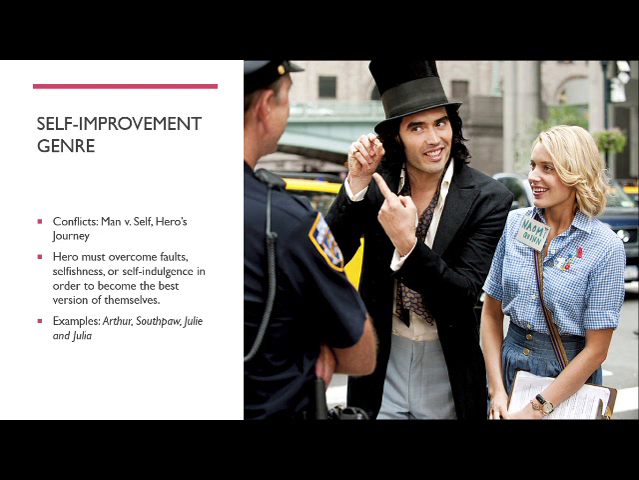In the self-improvement genre, your primary conflicts are man versus self and a hero's journey. In this story, the hero must overcome faults, selfishness, or self-indulgence in order to become the best version of themselves. Examples of this: Arthur, Southpaw, Julie and Julia.